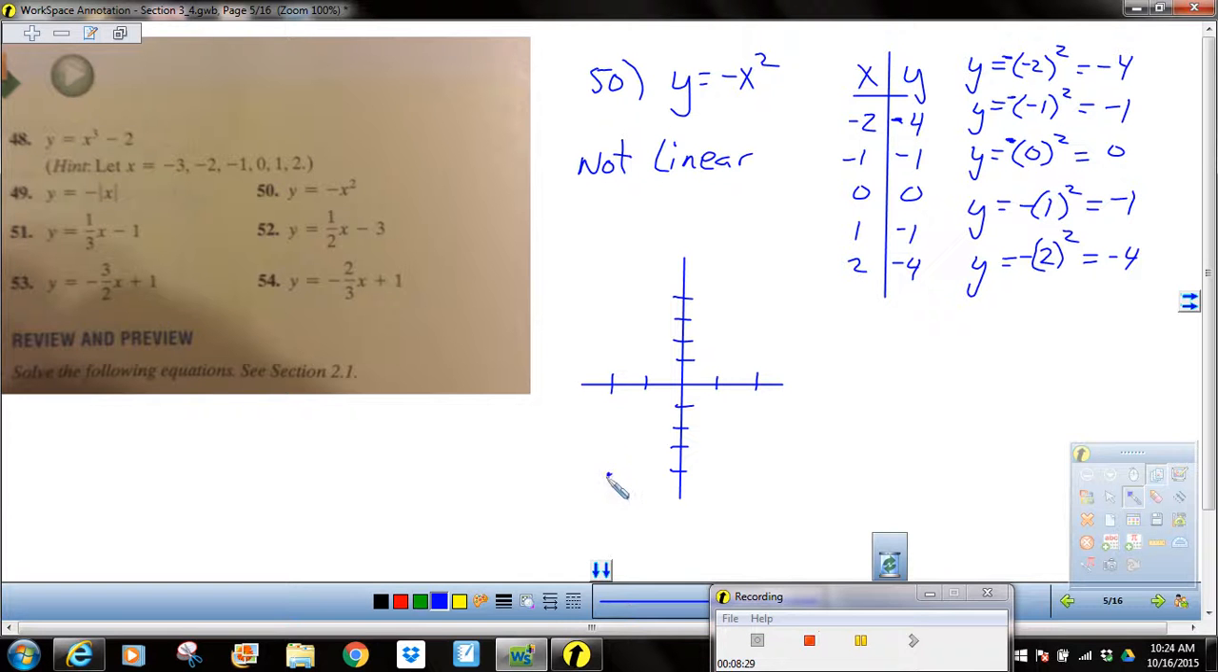-2, -4, -1, -1, 0, 0, 1, -1, and 2, -4. It's still that parabola shape, that U shape, except this time it is upside down because of the negative in front of the x squared. It's taken each value that I normally would have got from the x squared and it has made it negative, so it's turned the parabola upside down.